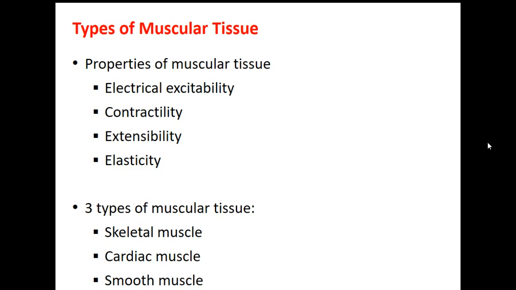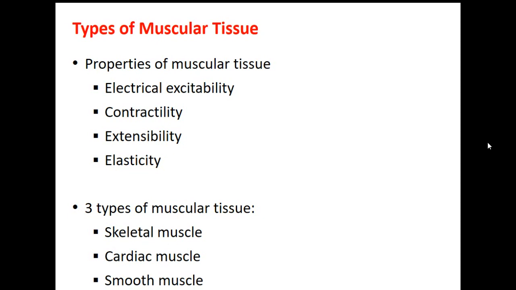Contractility, which means they can get shorter, they can contract. And extensibility, which means that they can contract, but they can also stretch back out to their stretch length. And elasticity, the muscles are stretchy.